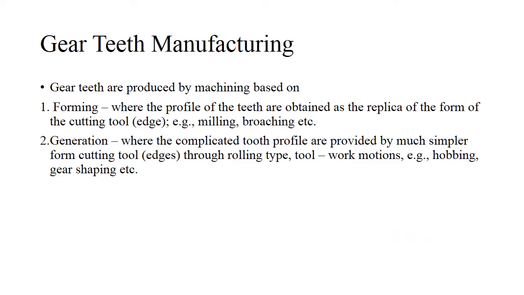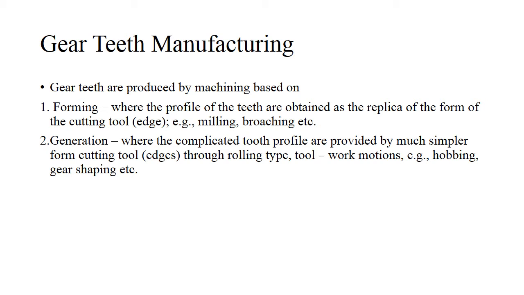In the previous lecture, we spoke about the gear blanks, which are nothing but circular components on which the teeth are to be manufactured. The teeth are basically produced by machining, which can be based on two different types. One is forming, the second one is generation.